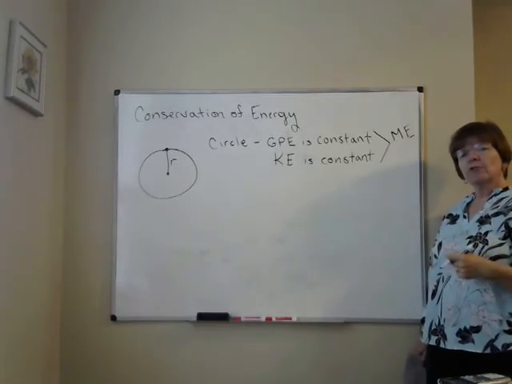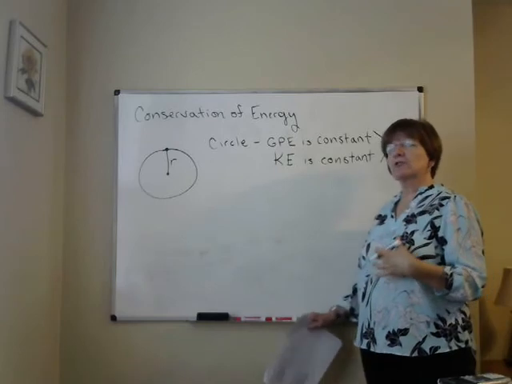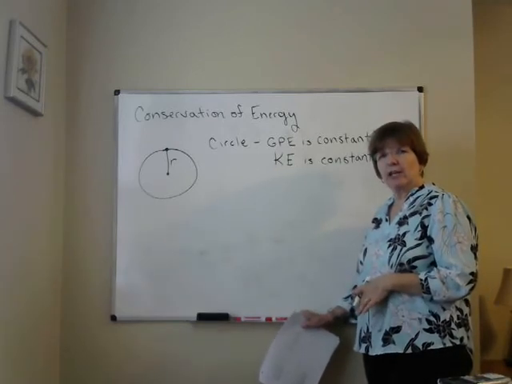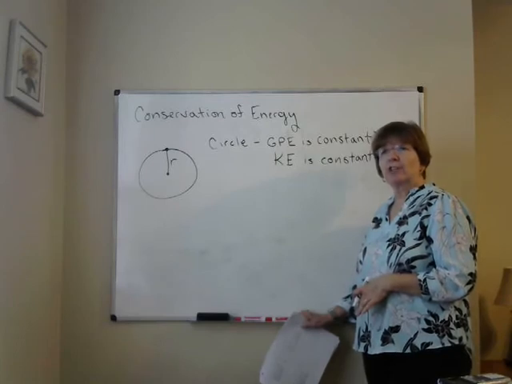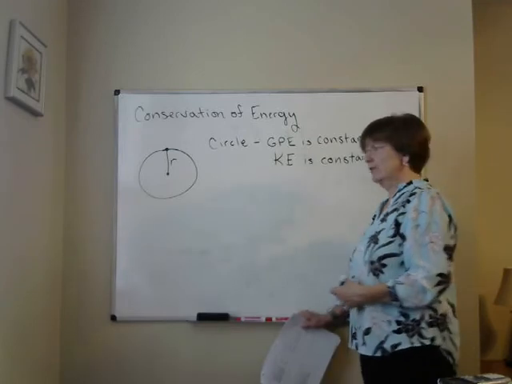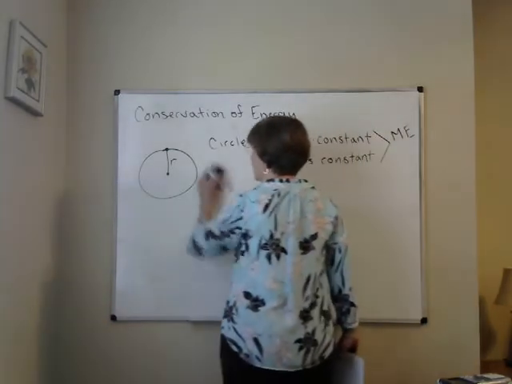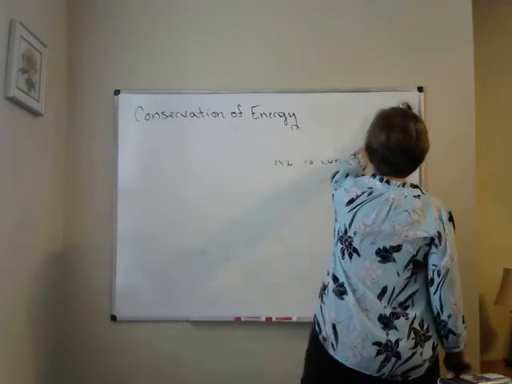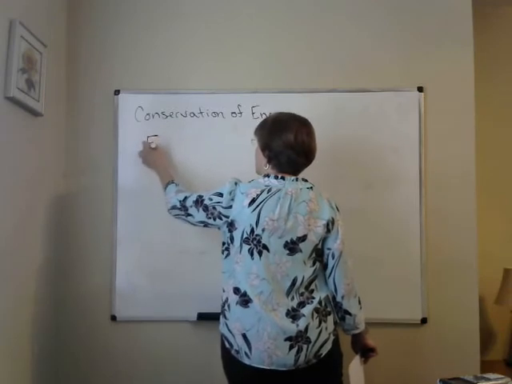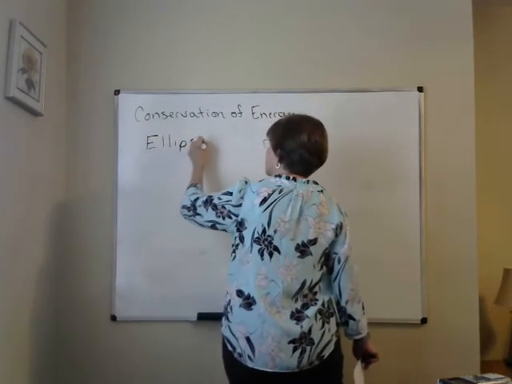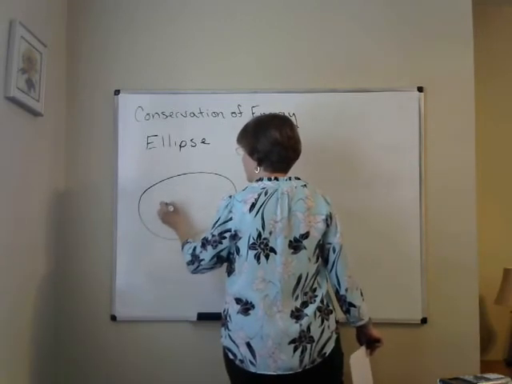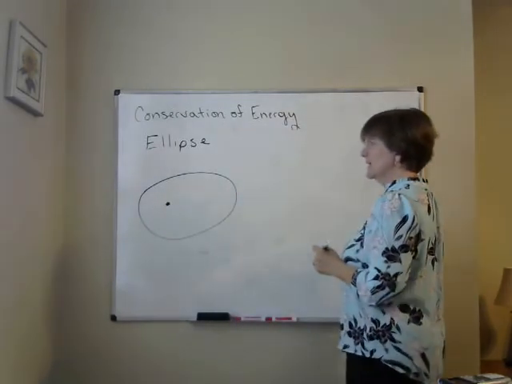All right, but what if you're not in a circular orbit? If you're not in a circular orbit, your speed is changing. And your kinetic energy is changing because your speed's changing. And if you're farther from the Earth, your gravitational potential energy is changing. So let's look at what happens. Let's look at an ellipse. We're in an elliptical orbit. And I'm going to put the object here, kind of exaggerated a little bit.